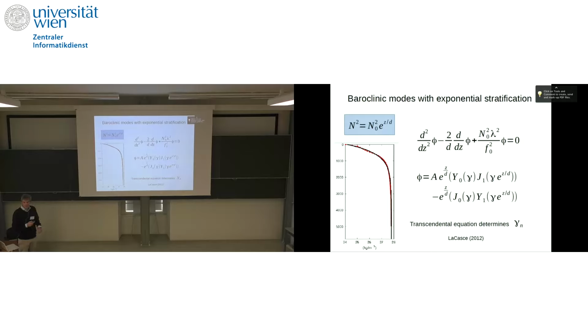This is not n squared. That's correct. That's the density. So if you take the derivative of this, you tend to have a noisier distribution. But the nice thing is that when you say it's exponential, the density and the stratification both are exponential. So what we tend to do is fit the density, because it's a smoother function, with an exponential rather than n squared, which is noisy.